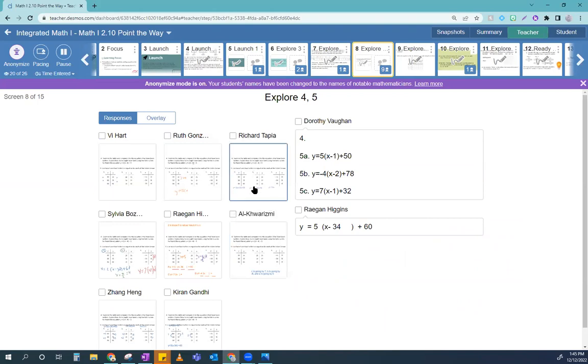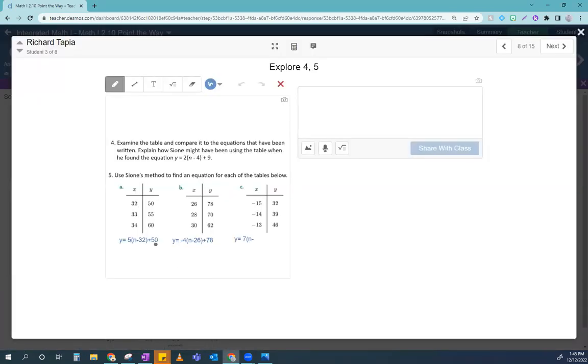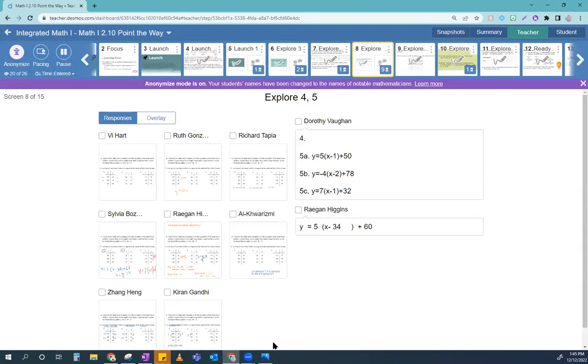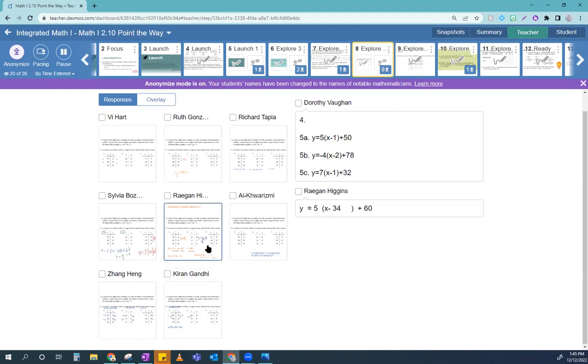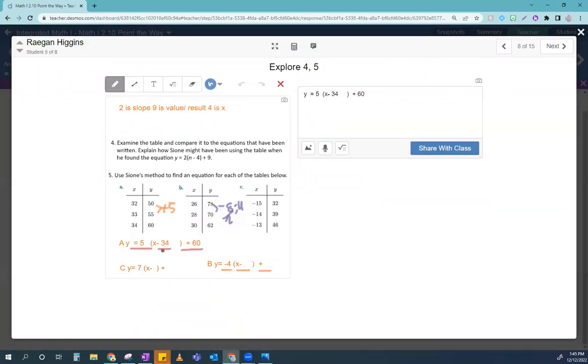All right, let's check on your work really quick. This one looks good. This is looking good. Whoever Richard Tapia is, awesome work. This one looks good. 5 is my slope, 34, 60, done. B is -4 is my slope. So I just need you to put in a point here and here. And the same thing goes here and here. Good job.